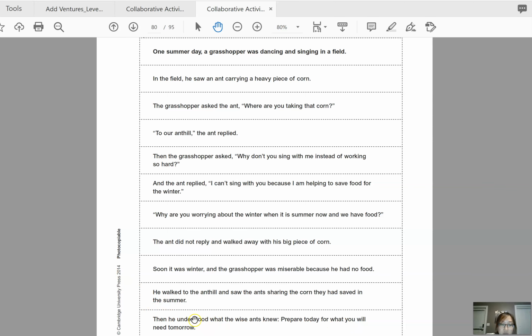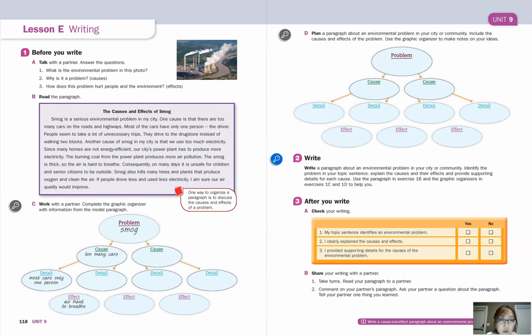Okay, so this is the moral, the lesson of the story. Prepare today for what you will need tomorrow. So many of you are probably familiar with this fable as well. Okay, so we are done with our review of the lessons last week. So now we are going to look at our student's book. So open your books to page 118, lesson E. Okay, so page 118, lesson E.